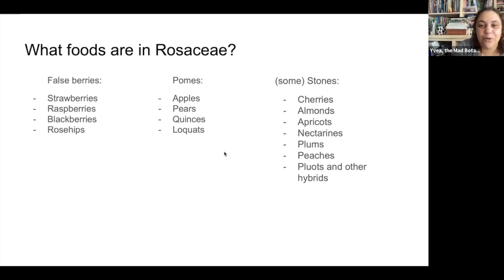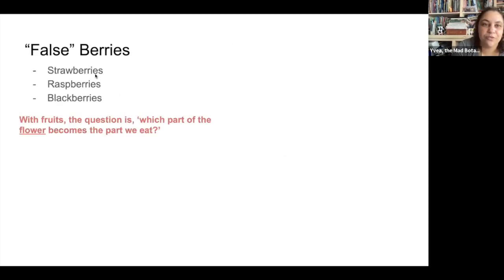And so here we go. We'll go a little bit more into them. So we'll start with our so-called false berries, our strawberries, raspberries, and blackberries. And so when we are looking at fruits, the question I try to keep in mind is which part of the flower becomes the part that we eat. So with true fruits, that is the part that is made only from the pistil that we talked about earlier. That's what we mean by true fruit. And so when it comes to what we eat with our strawberries, raspberries, and blackberries, the primary part of those is not made of the pistil.